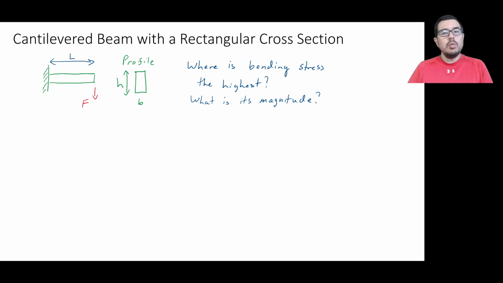But now we can actually calculate that value. We had the flexure formula, sigma is equal to negative My over I, but we didn't really know how to calculate I. And now we've just discussed how to calculate I. So we can go ahead and look at this cantilevered beam and do a detailed analysis here.